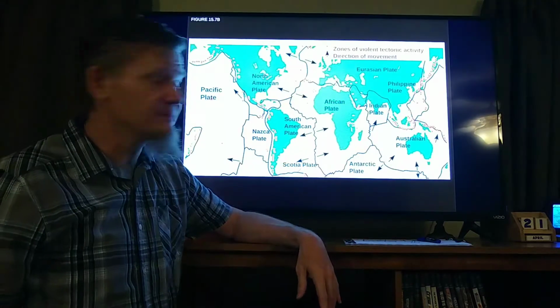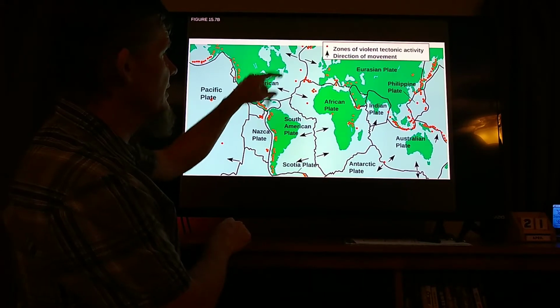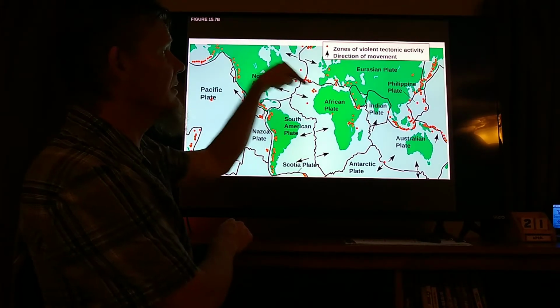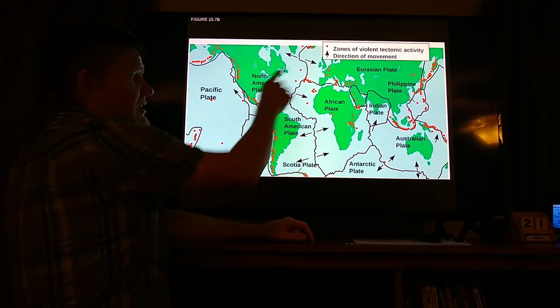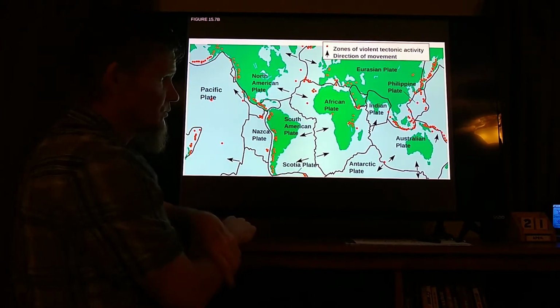Plate tectonics. This shows those different plates. Here's our North American plate. Remember I said that North America is moving this way. It's moving further away from the European plate. The Pacific plate, a bunch of different plates. These are all of my pool floats that are all floating around.